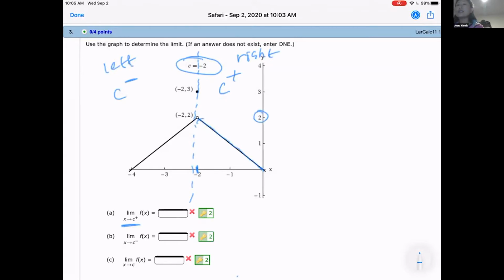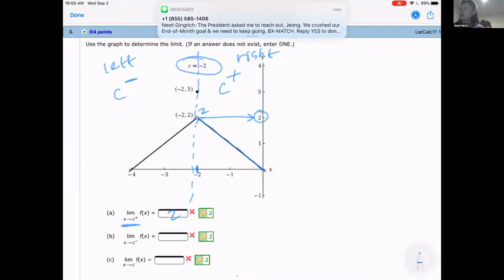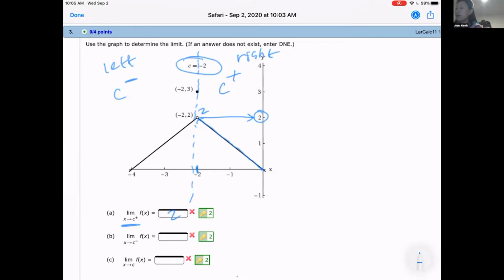2, isn't it? The y value is what? If the y value were to exist, that should be what? 2. So I'm gonna say the limit is 2. Right, the limit is 2. Okay, next one, from the left-hand side.